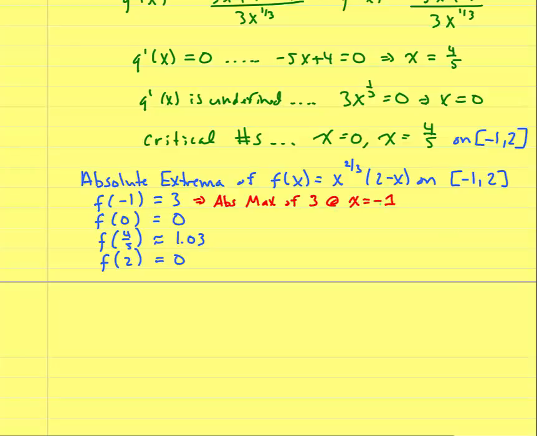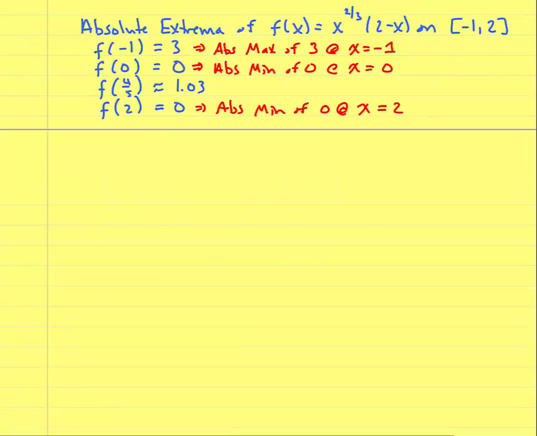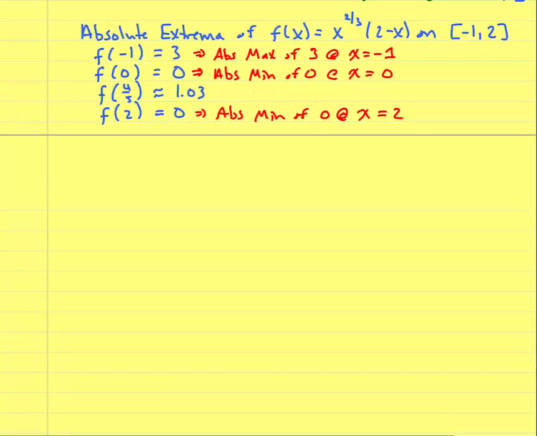at x equal -1. I have two absolute mins. I have an absolute min of 0 at x equals 0, and I have an absolute min of 0 at x equal 2. So I have one absolute max, and in this particular case I have two absolute mins. And that's not uncommon to come up with those two absolute min values. Now I want to take this a little bit further, and I also want to find my relative max and mins.